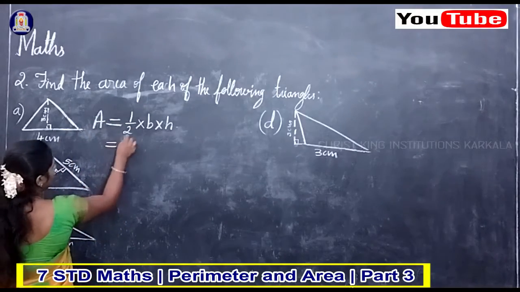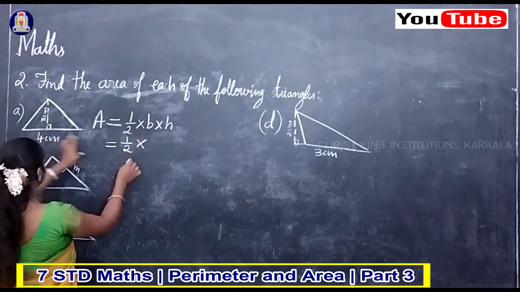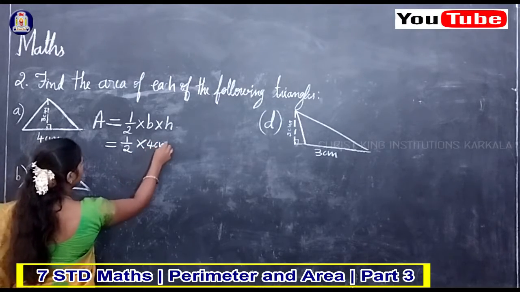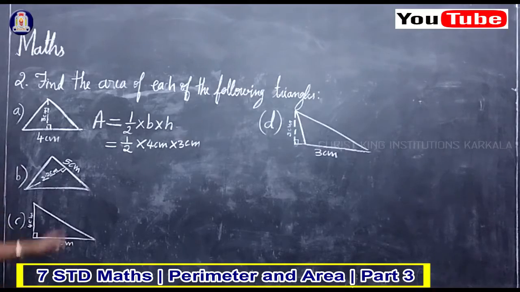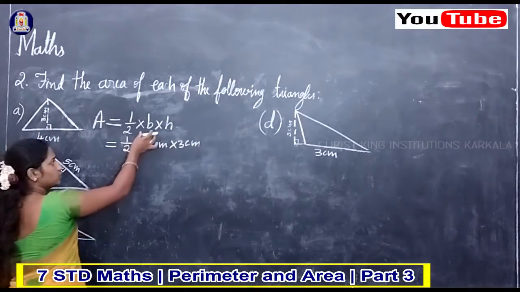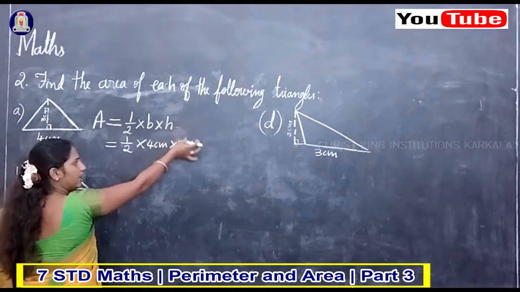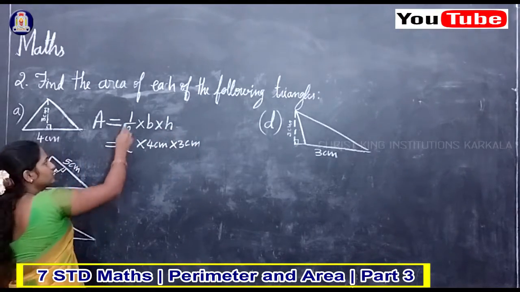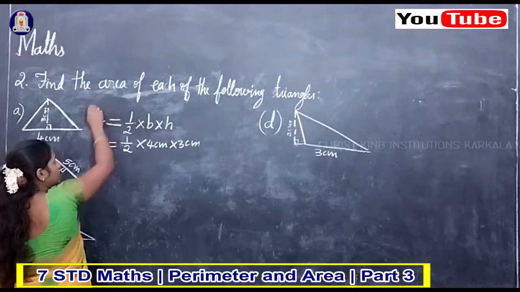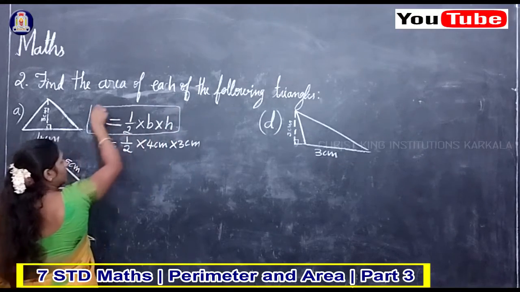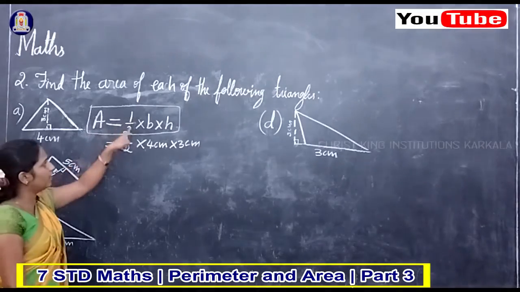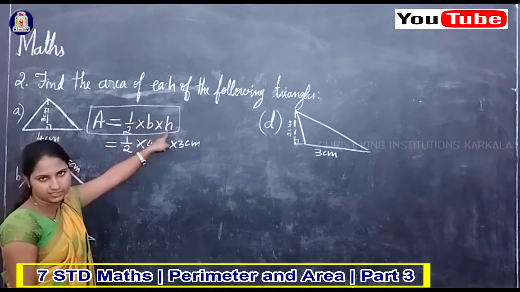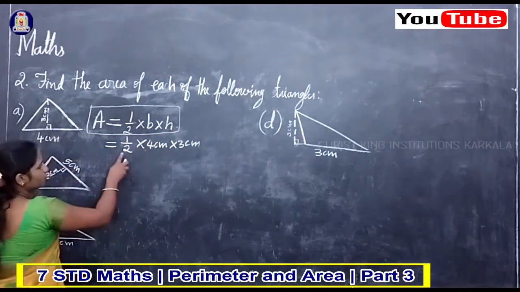Now half into base, base is 4 centimeter and height is 3 centimeter. So we can substitute in place of B 4 centimeter, and height is 3 centimeter. This is the formula to find the area of a triangle, so you must learn all these formulas by heart. A is equal to half into base into height. Clear? Now you can simplify.